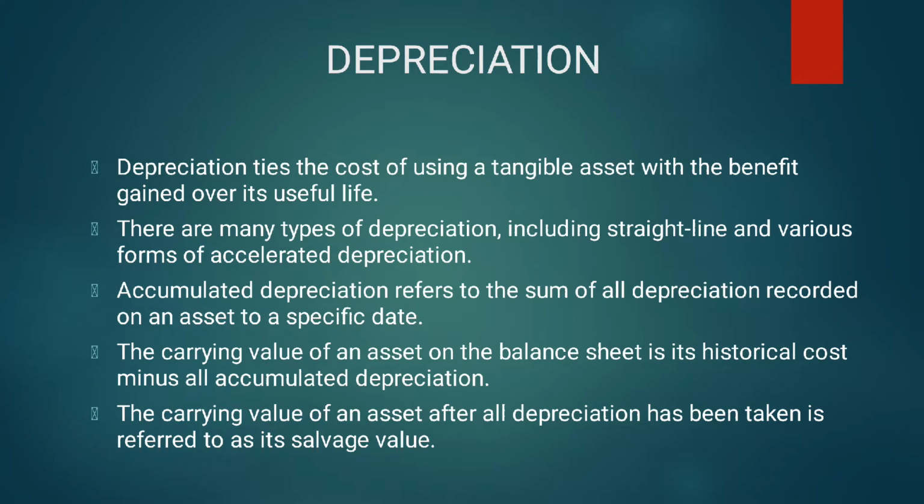Depreciation is of two types. First one is the straight line method, another name for which is the fixed installment method. Second one is the diminishing balance method. This is depreciation, two types.